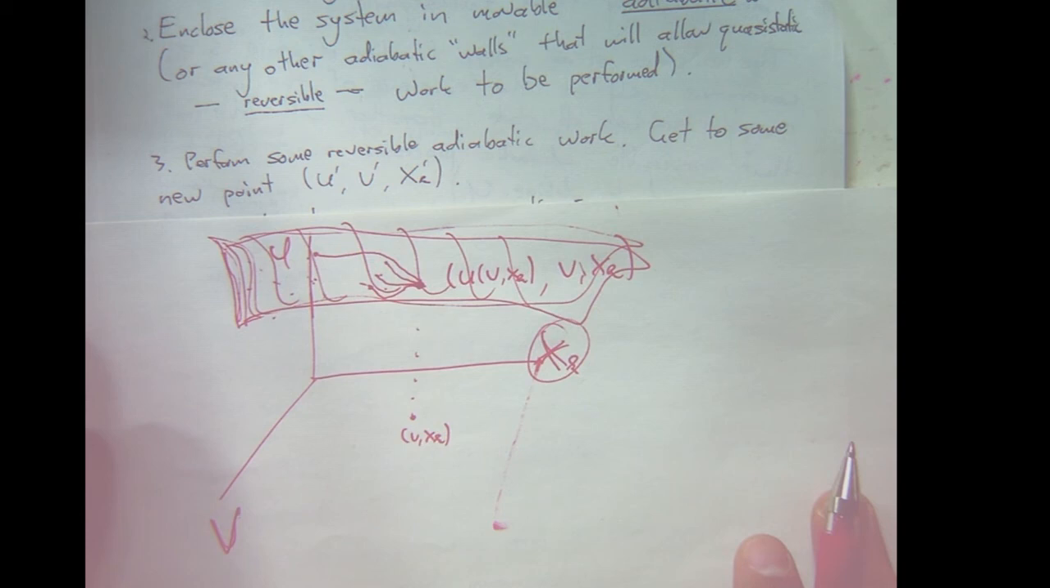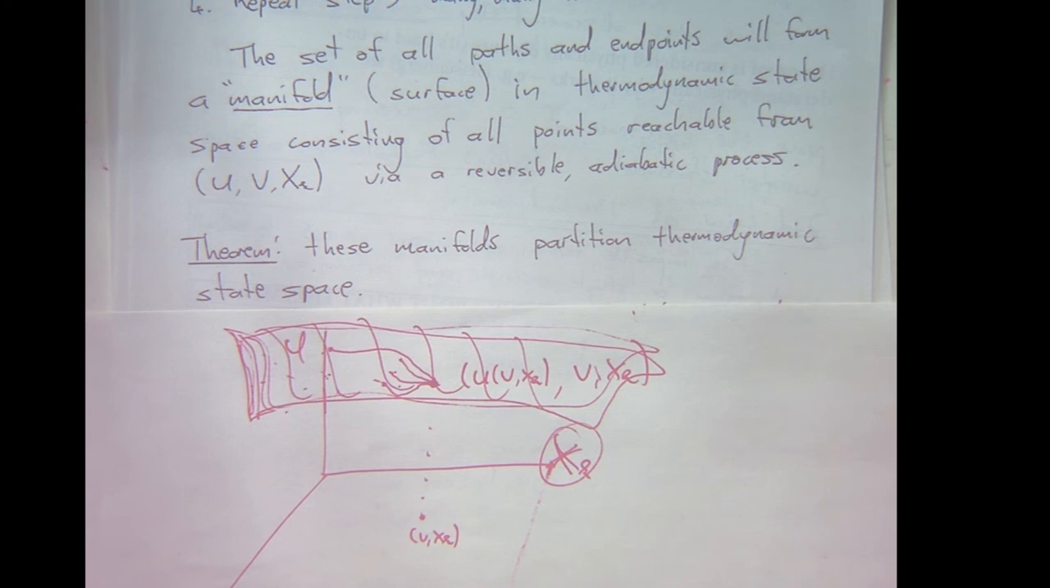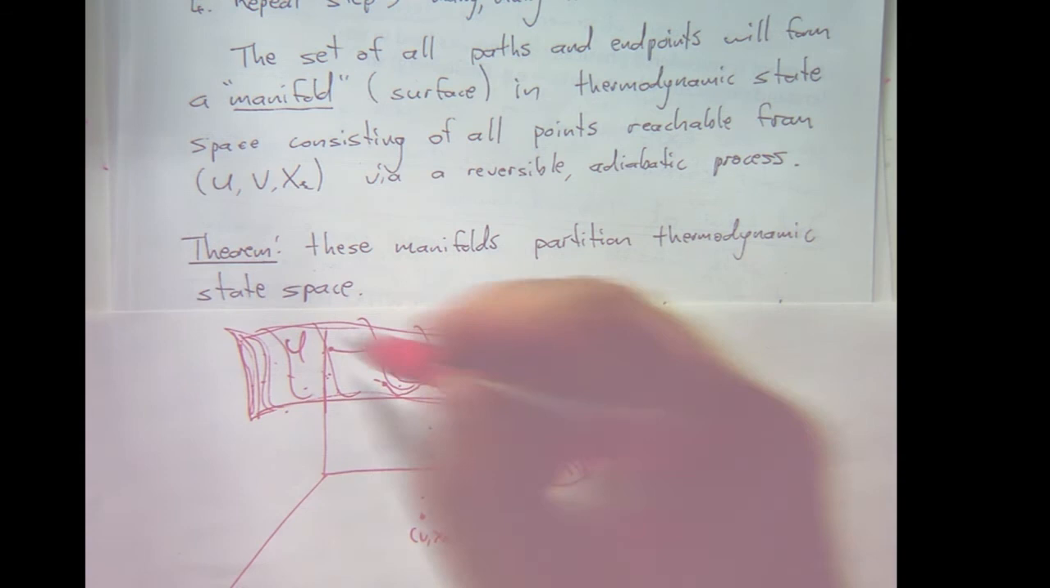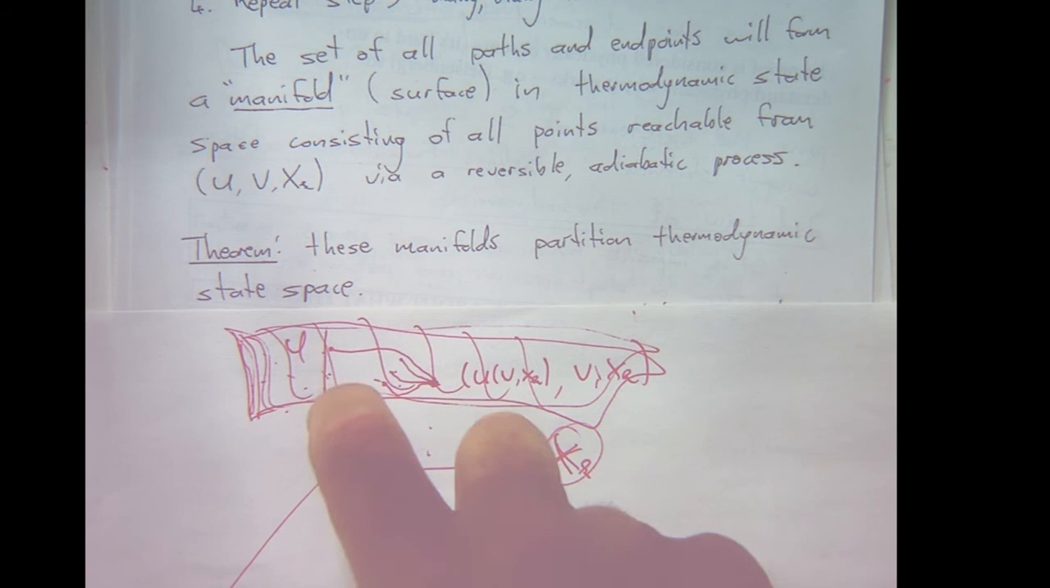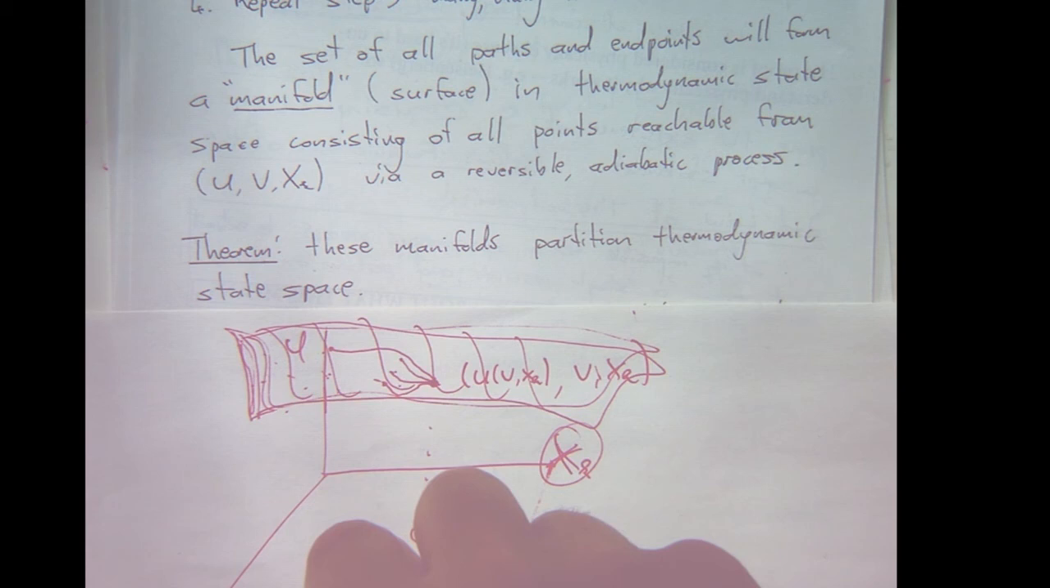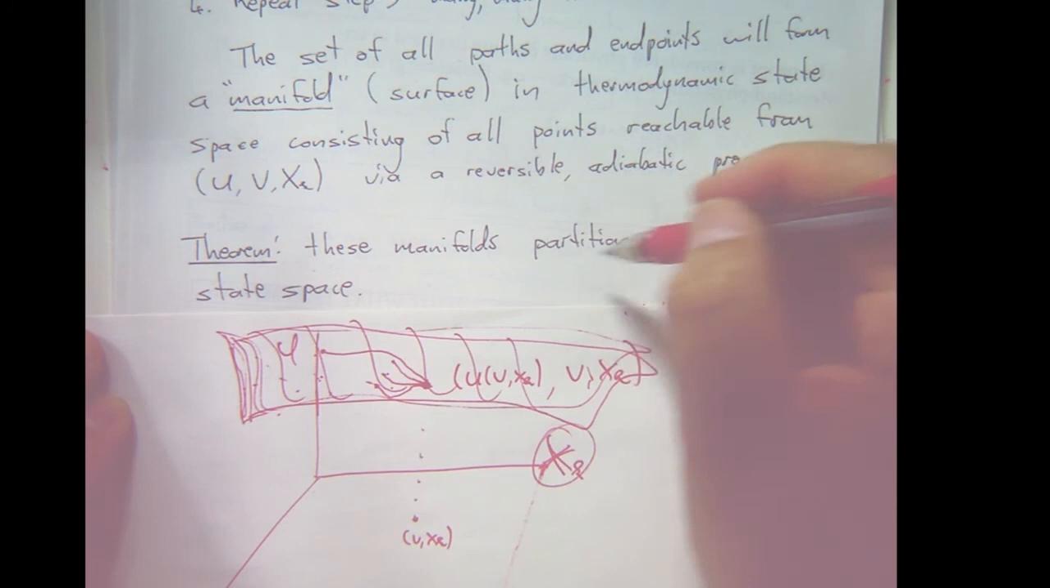So, we construct this manifold. Now, theorem. These manifolds partition thermodynamic state space. Partition means every point, in this case in a three-dimensional space, belongs to exactly one surface. Exactly one. So if you think about it, Sparsh, that asserts that what you just said is impossible. We'll prove it in a minute. So partitions thermodynamic state space means that any point in thermodynamic state space belongs to exactly one surface.